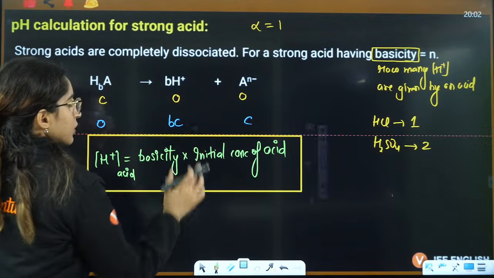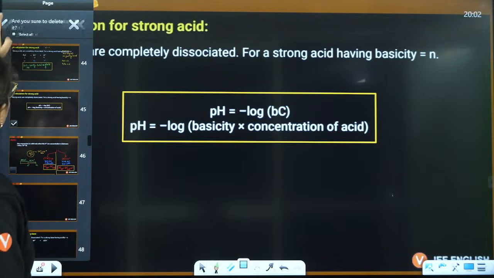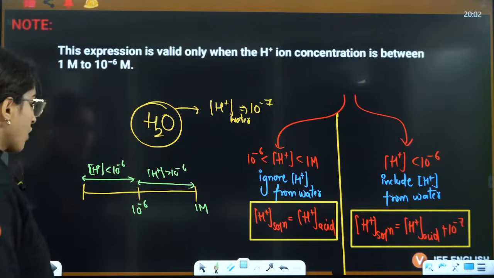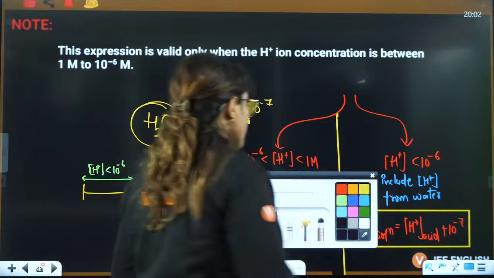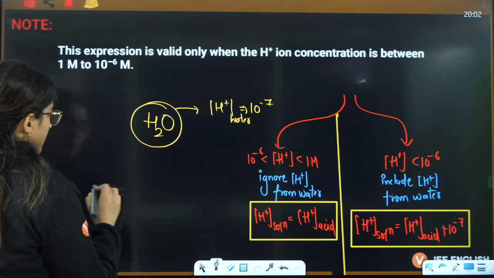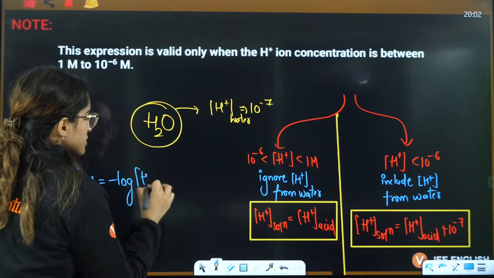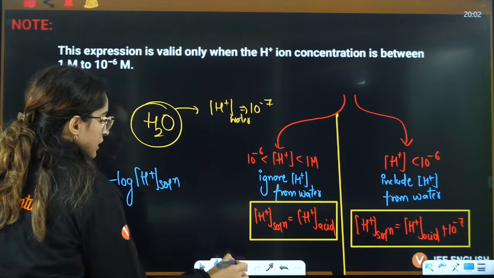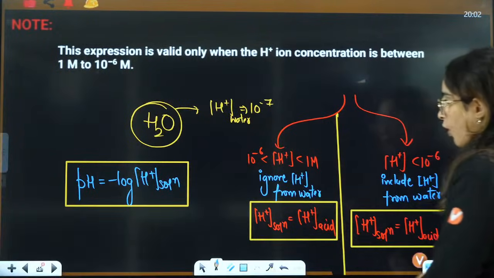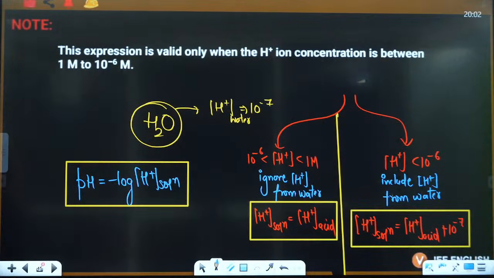That's it. Then what is the value of pH? Just remember, pH is equal to minus log of H positive of the solution. Now we don't know whether H positive of the solution will include water or not. That depends upon the concentration of the acid.